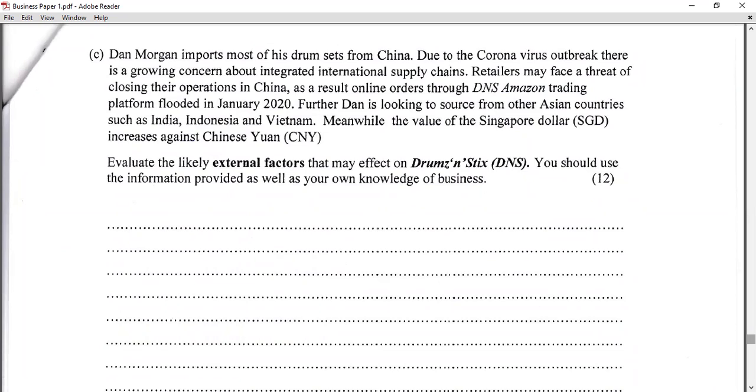Dan Morgan imports most of his drums from China. Due to the coronavirus outbreak, there is a growing concern about the integrated international supply chains. Retailers may face a threat of closing their operations in China. As a result, online orders to DNS Amazon trading platform flooded in January 2020. Further, Dan is looking to source from other Asian countries such as India, Indonesia, and Vietnam. So we have to look into other suppliers also, not only China. Meanwhile, the value of the Singapore dollar increased against the Chinese yuan.